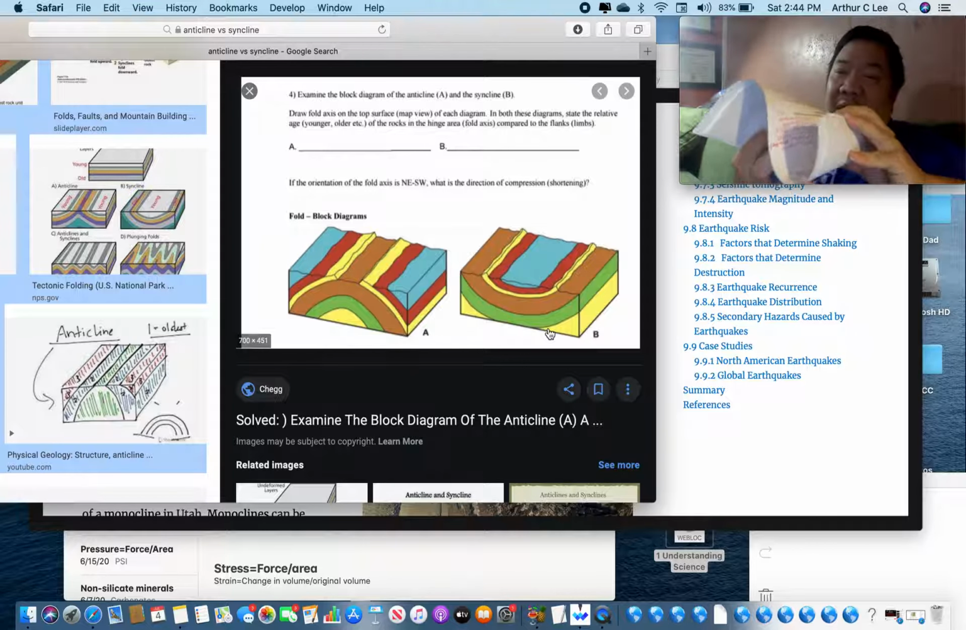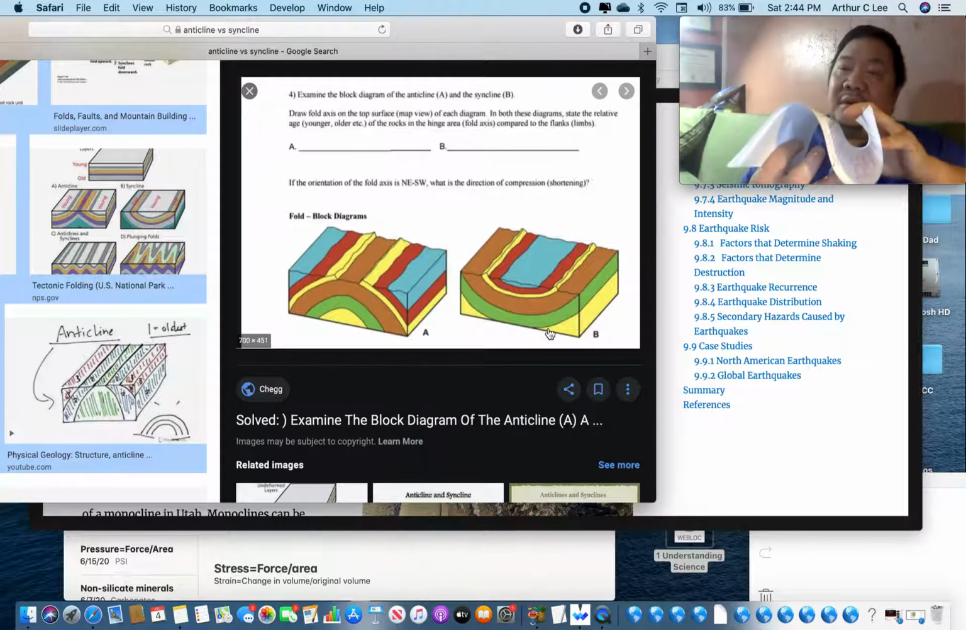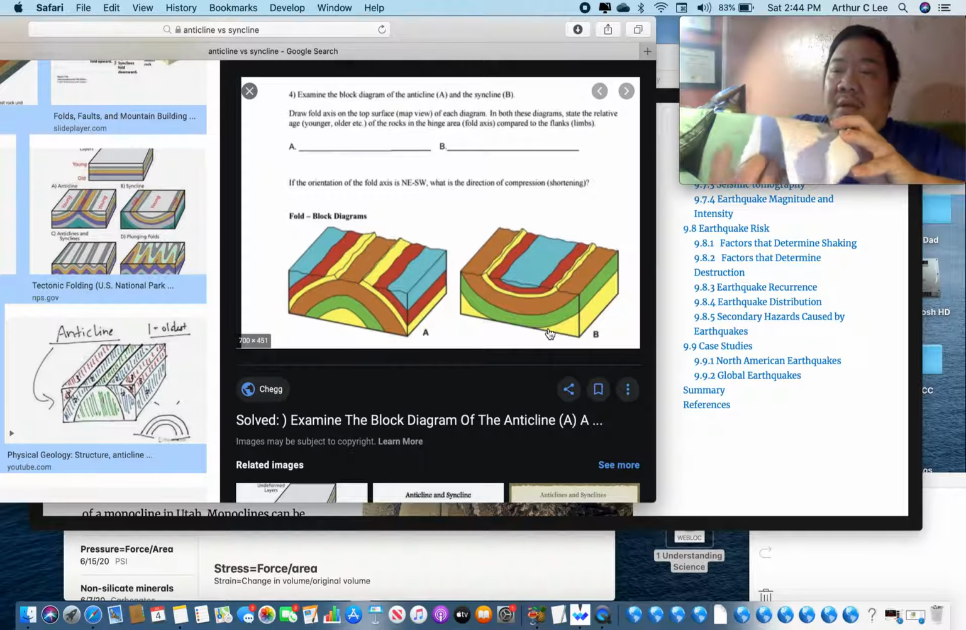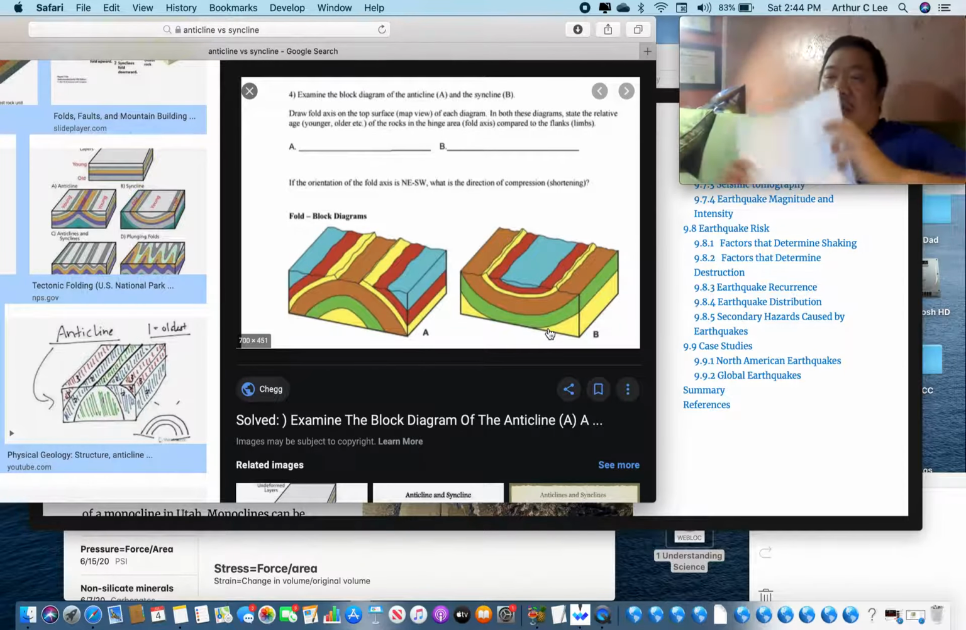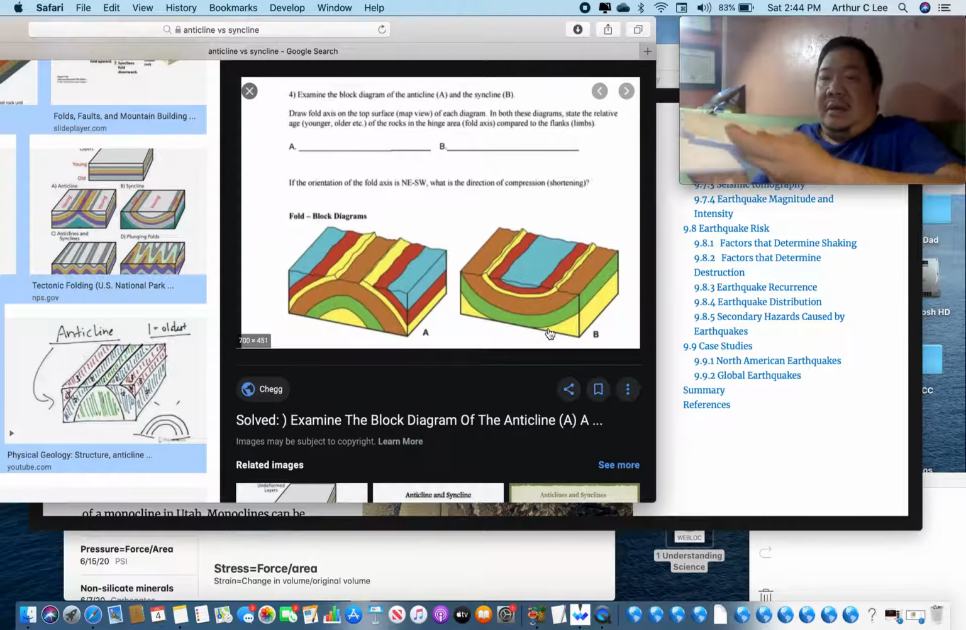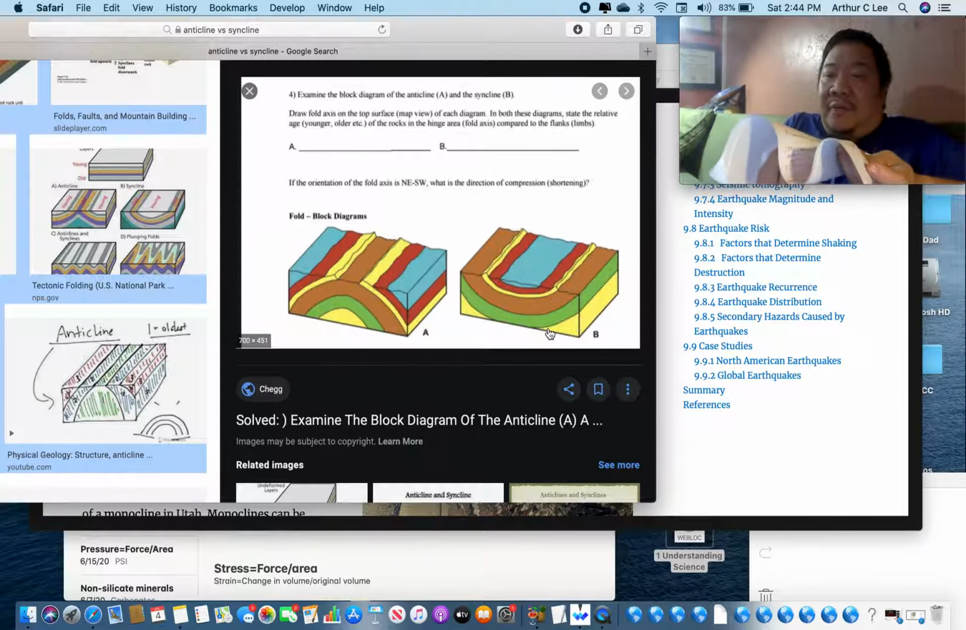I've just made an anticline and a syncline. Which one is the anticline? Is this one here the anticline? Yes. So this one here must be the syncline. How many anticlines do I have here? I've got 2 anticlines and 1 syncline.